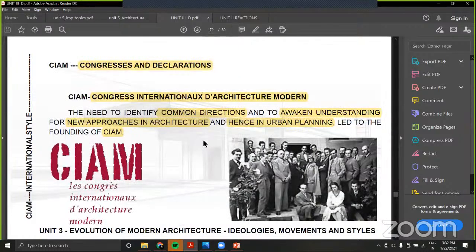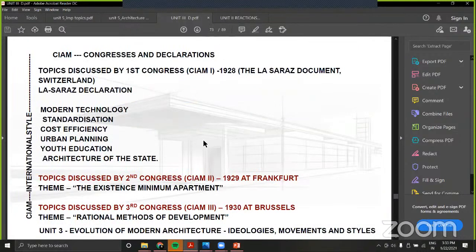So CIAM, Congress and Declaration. They needed to identify the common directions and to make an understanding of new approaches in architecture. Hence, urban planning led to the founding of CIAM. A group of architects formed a committee, as I said. They wanted a new approach towards architecture, and also a new urban planning for the city, since city planning started after the international style. CIAM is the Congress and Declaration, and they were discussing topics at all the CIAM meetings.